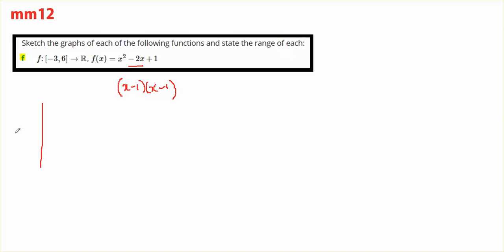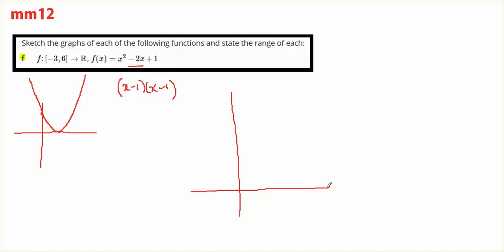Therefore, the parabola would touch the x-axis at 1 and cut through the y-axis at positive 1. And that's what it would look like if it had an unrestricted domain. It would look like this, where that's 1 and that's 1. However, my restriction is going from -3 all the way through to 6.